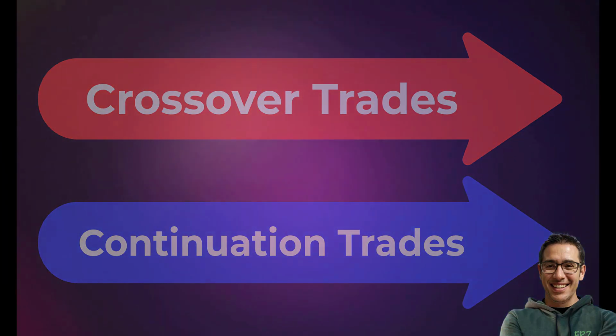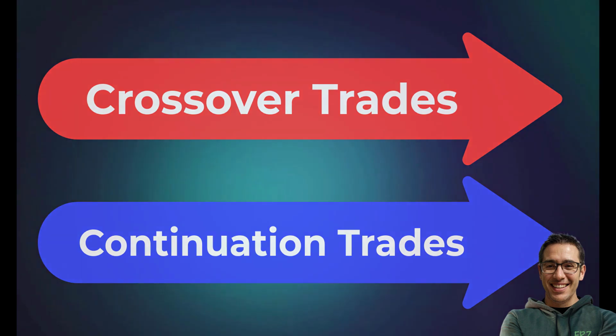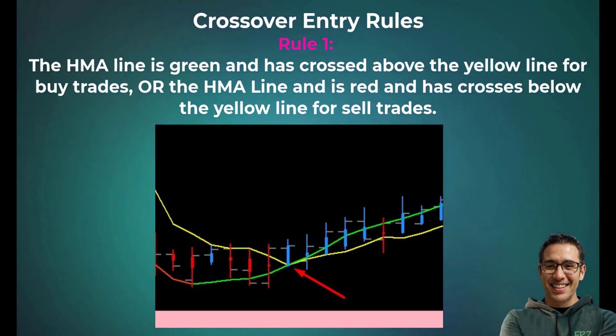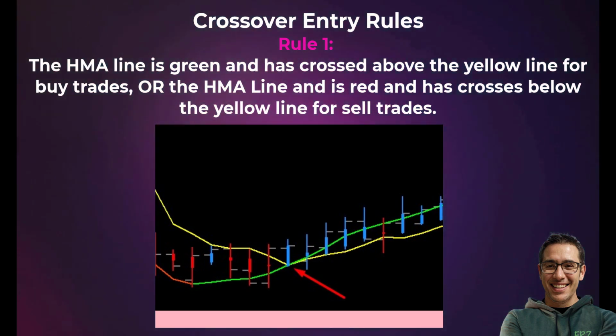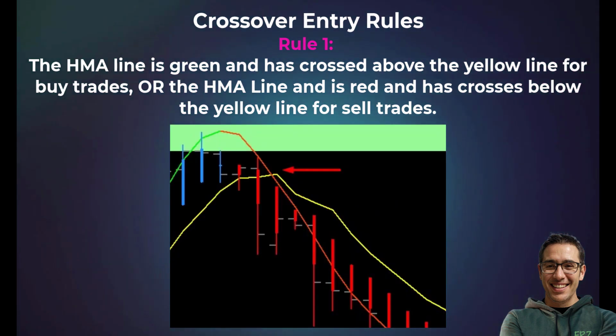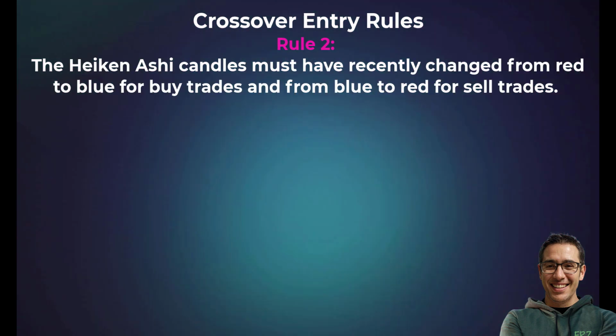Now let's look at the entry rules. There are two types of trade that you can take. One is crossover trades, and the other is continuation trades. Here are the crossover entry rules. 1. The HMA line is green and has crossed above the yellow line for buy trades, or the HMA line is red and has crossed below the yellow line for sell trades.